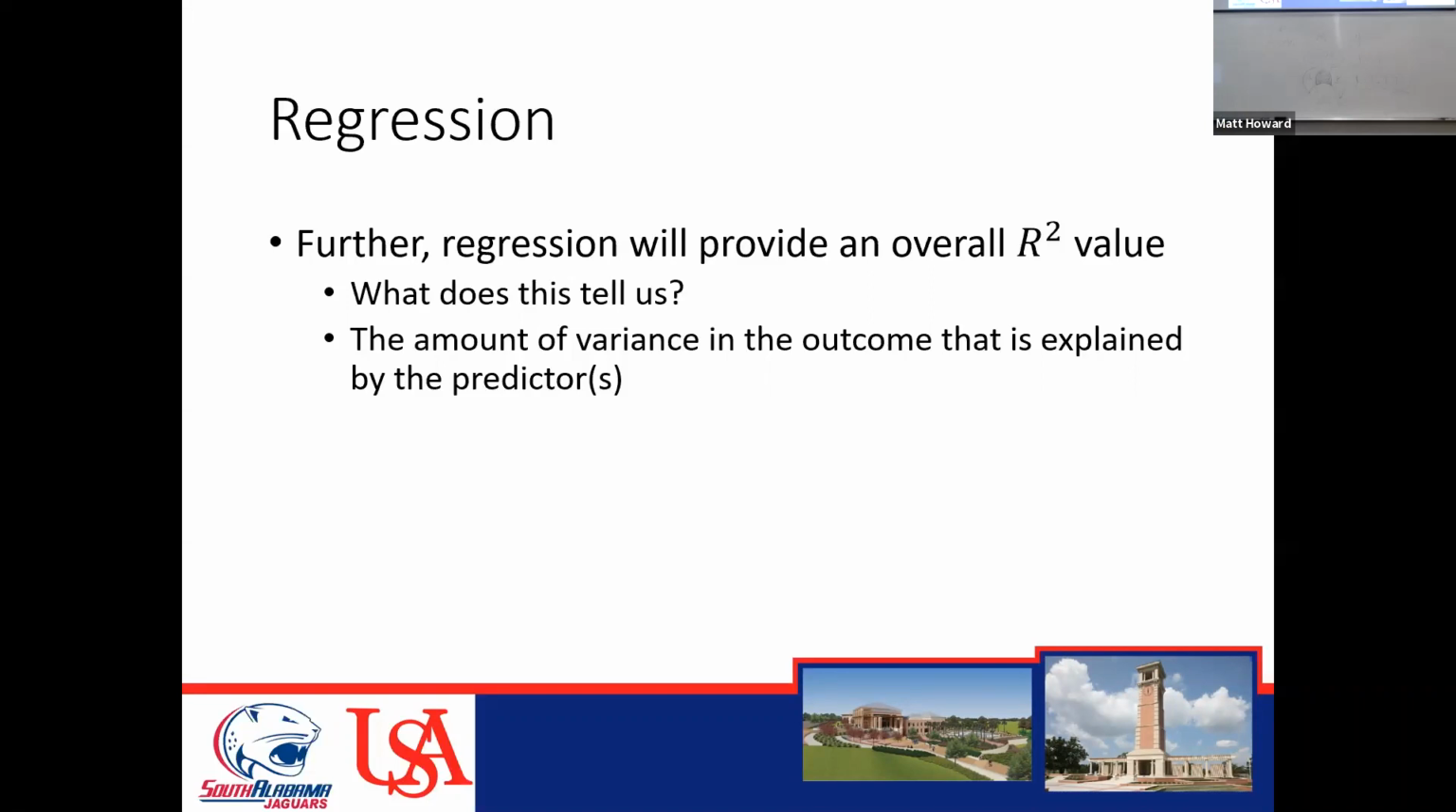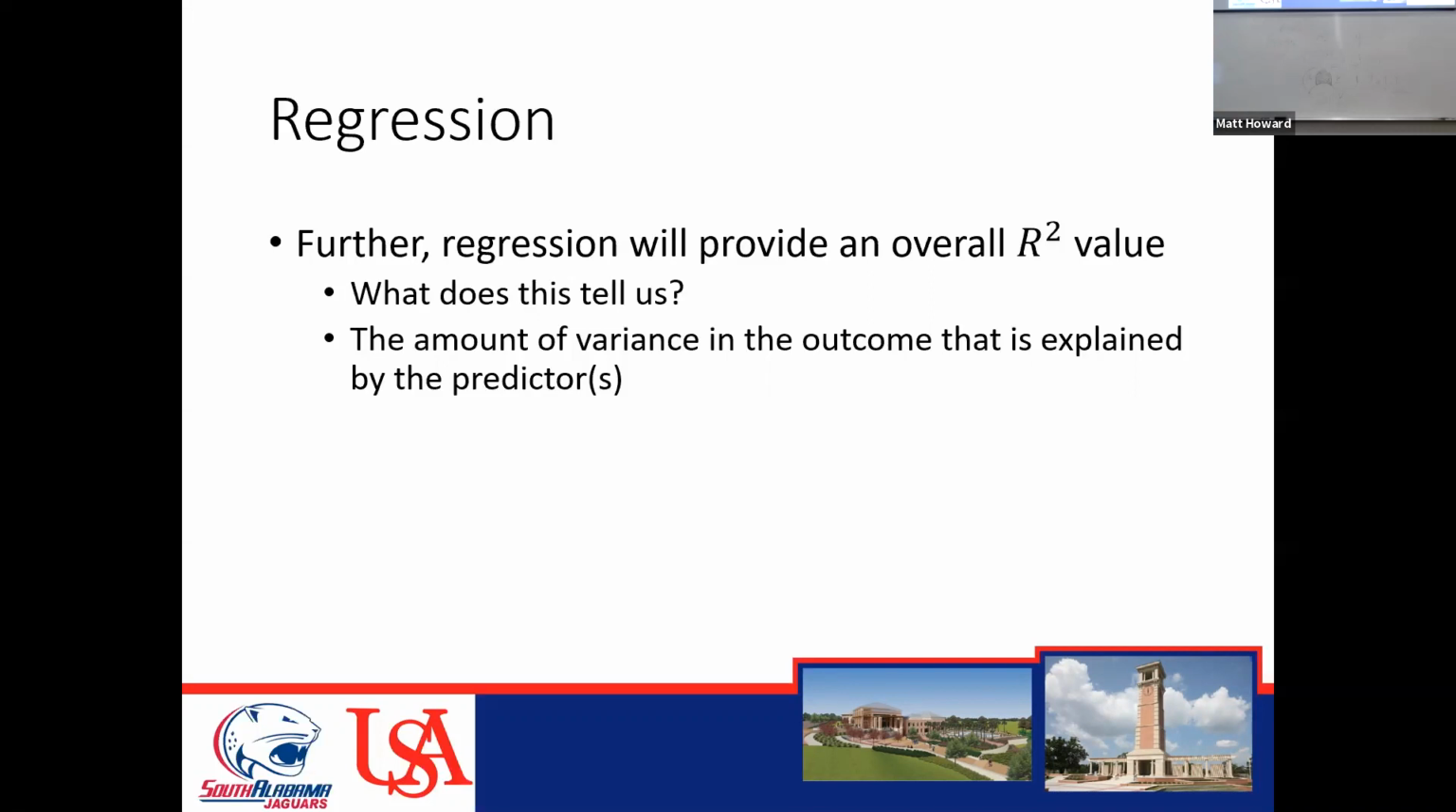It doesn't necessarily tell you, if you were to try to predict that outcome, how many times you are going to correctly predict it. It does not tell you that. Instead, it gives you an estimate of how much variance you explain in that outcome. So if your r squared is, let's say, 0.1, that means you can explain 10% of the variance in your outcome based on your regression equation. But that doesn't mean you're going to be able to predict your outcome 10% of the time. Instead, it just means you're explaining 10% of the variance in your outcome.